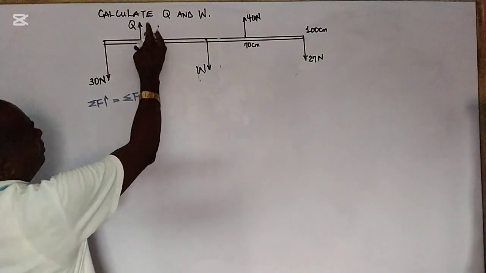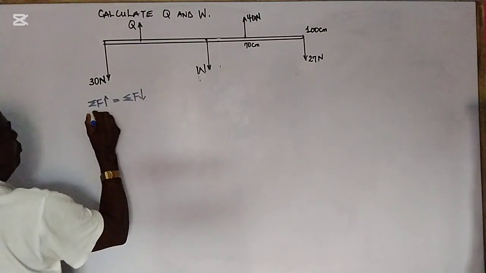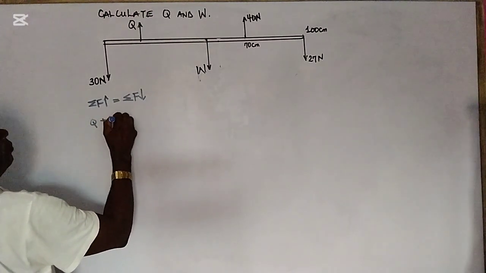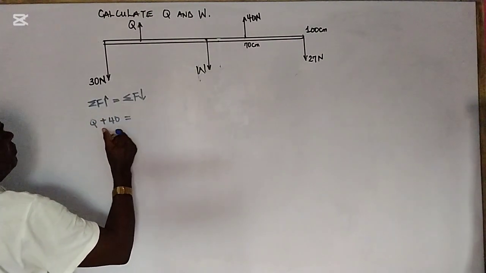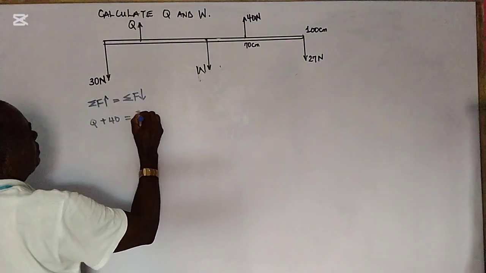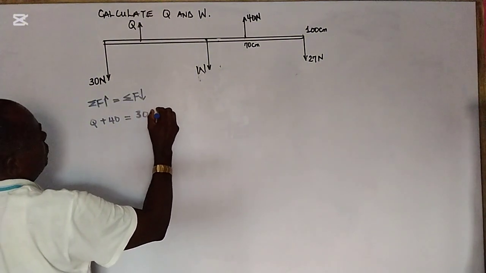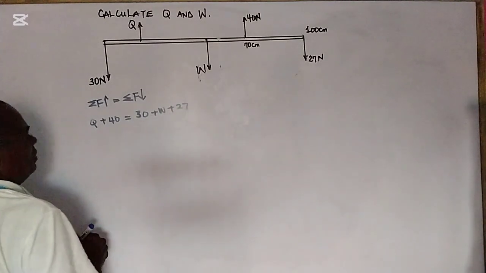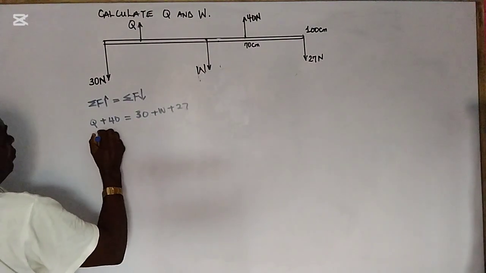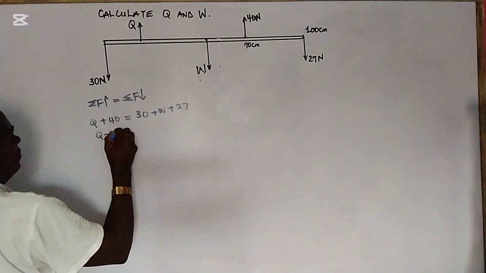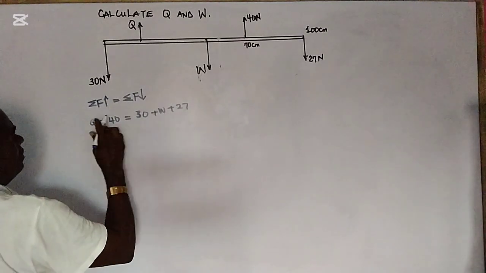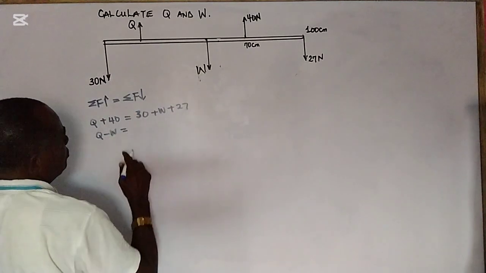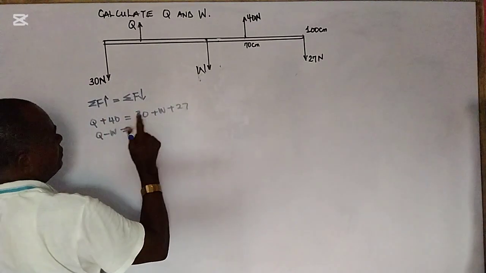How many forces are going up? 1, 2. So we now write, if we add Q to 40 Newton, the result is supposed to be the same thing as when we add 30 Newton to the weight and to 27 Newton. If we do this, we form an equation from there, collect W and Q on one side, and the numbers, the sum of the other forces, at the other side.